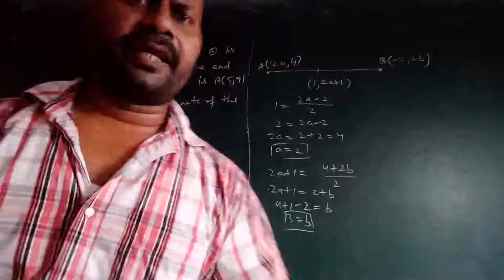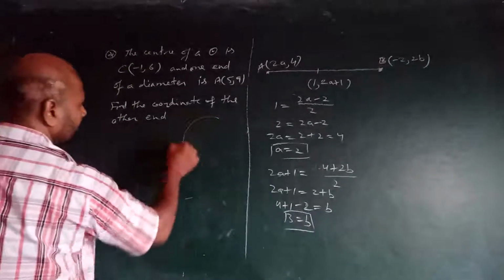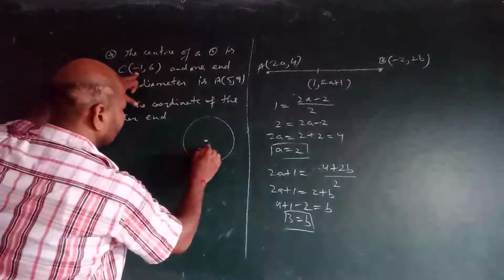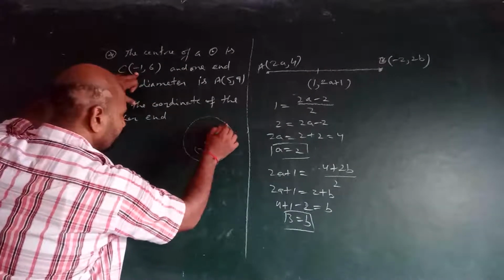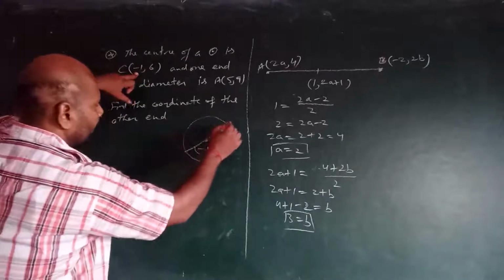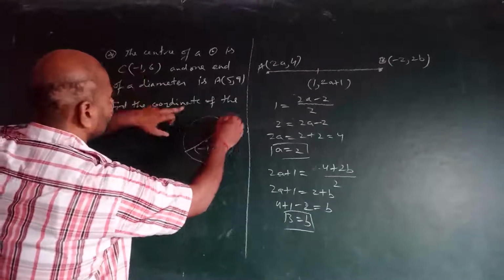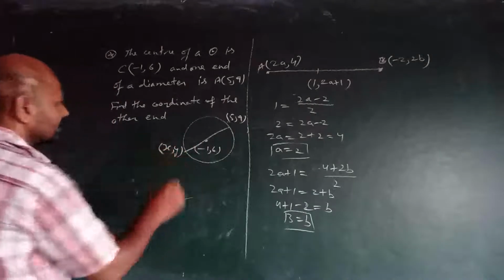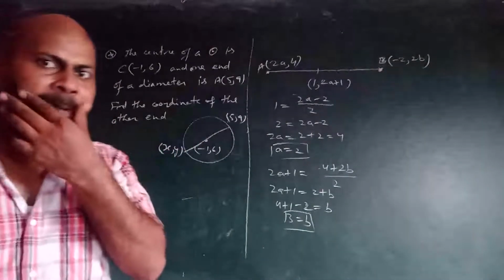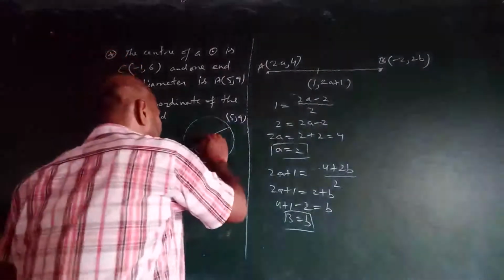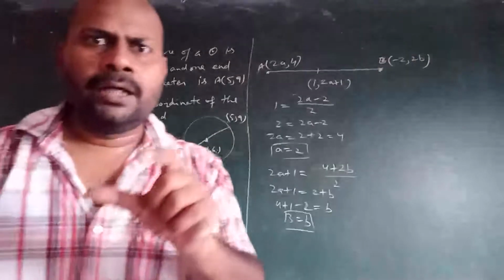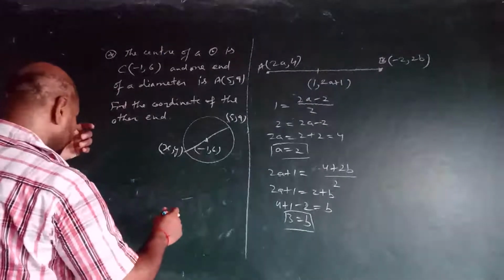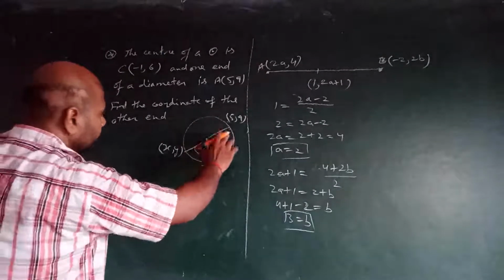Okay, see what is given. First we will make the figure. The center of the circle is given, minus 1 and 6. A line is drawn like this. One end point is given to us, (5, 9). Another, let us consider it to be (x, y). Now we can say the center is the midpoint of the diameter, because the radius is equal on both sides.